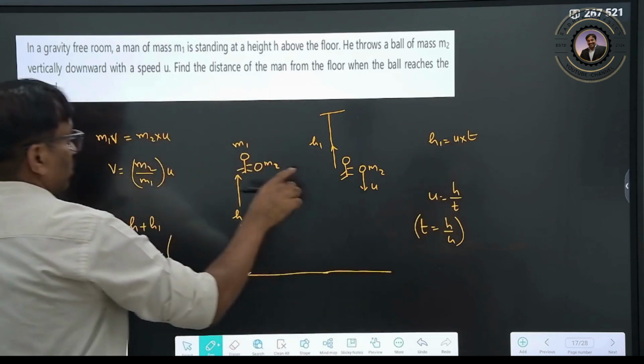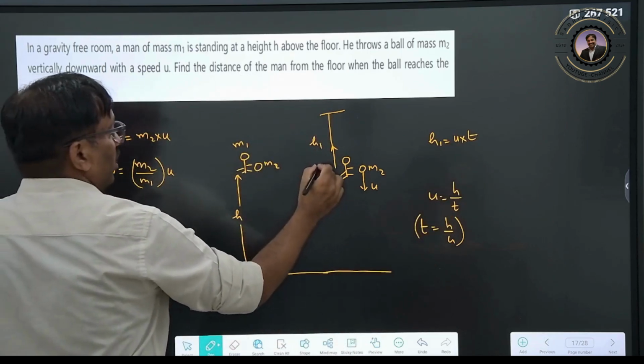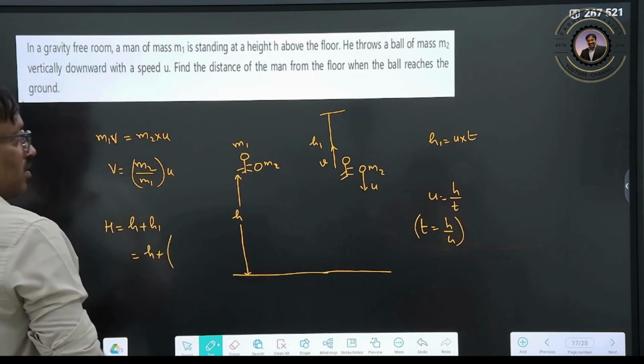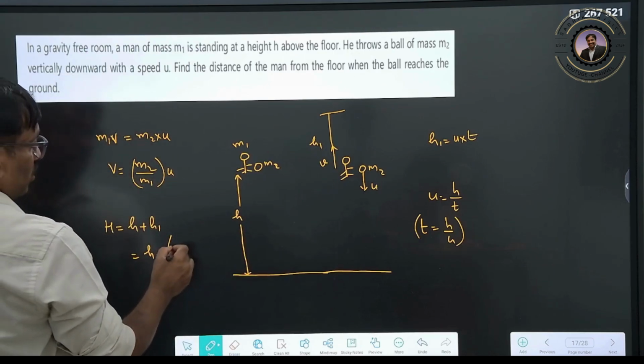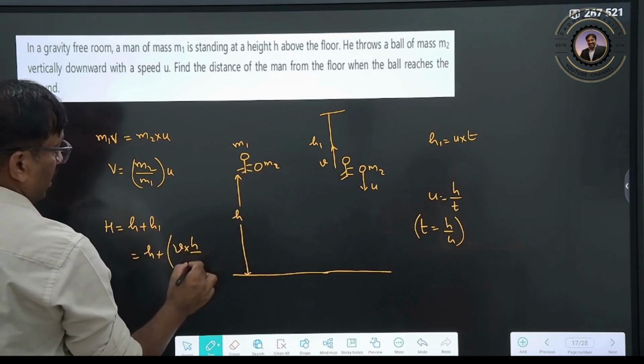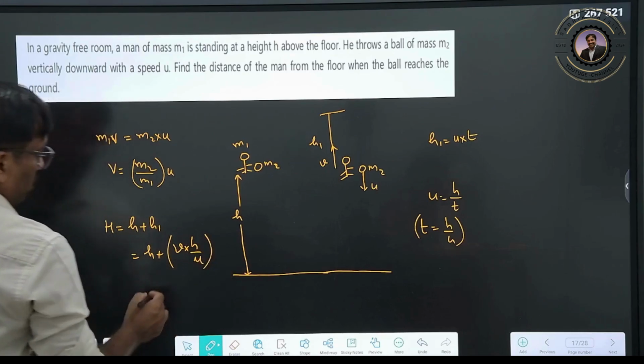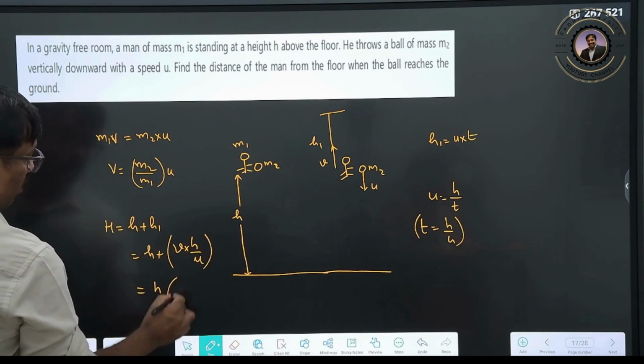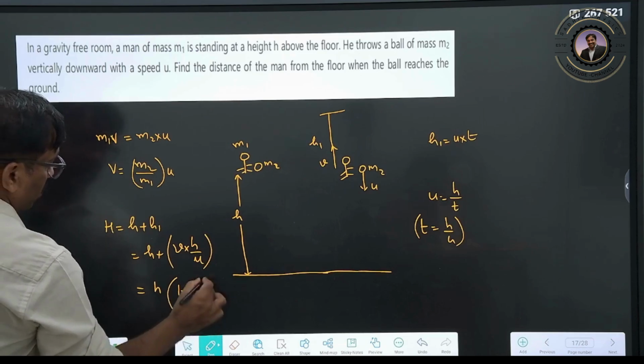Correct? So with what speed is it going upward? v is the speed here, no? h1 is nothing but v into time. Time is how much now? That is nothing but h by u. So taking h common, 1 plus v by u.